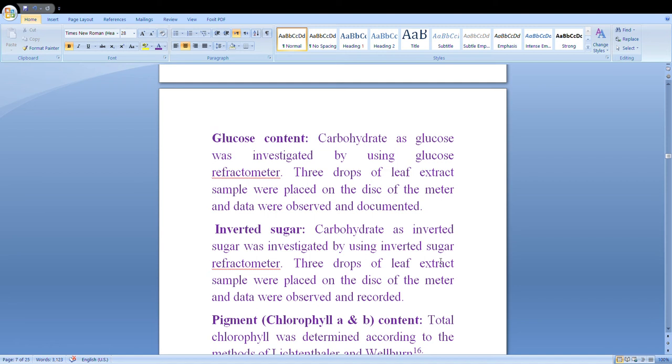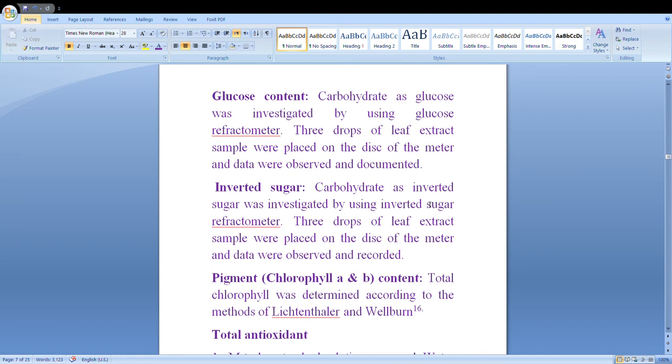Inverted sugar, carbohydrate represented as inverted sugar, was investigated by using an inverted sugar refractometer. 3 drops of leaf extract sample were placed on the disk of the meter and data were observed and recorded. Pigments, meaning chlorophyll A and B content. Total chlorophyll content was determined according to the method of Lichtenthaler and Wellburn, the name of the scientists.